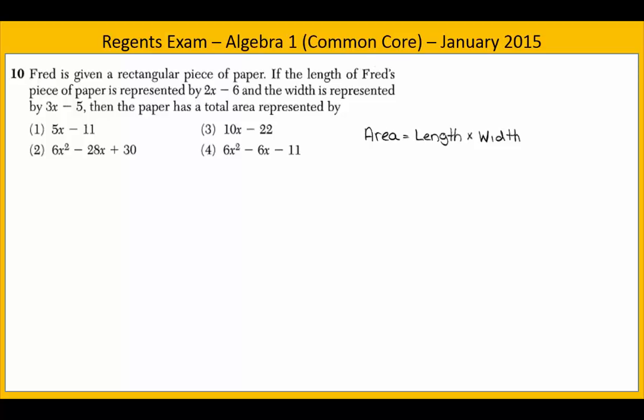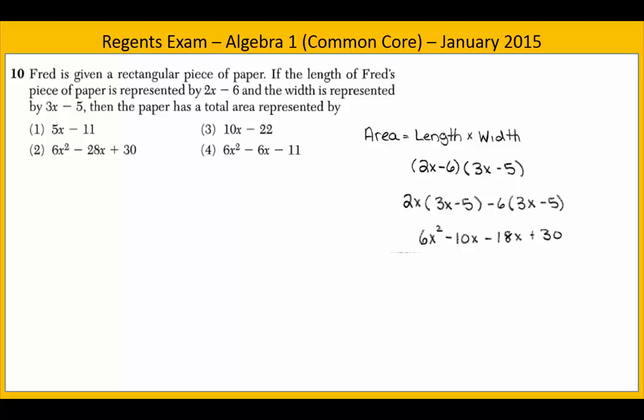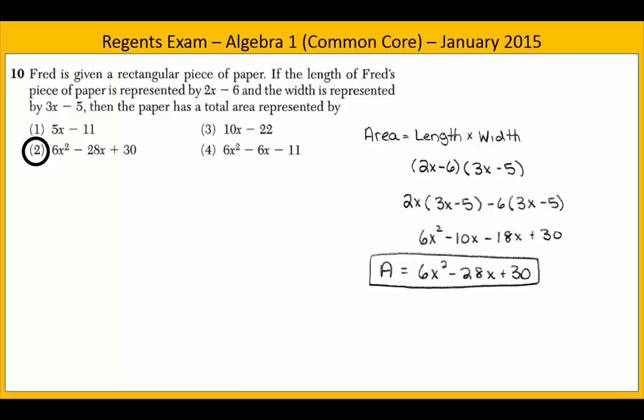Area is length times width, and so we take the length and the width and we multiply them together. Remember to use the distributive property and combine like terms carefully. Then we find the area of the paper. Notice that choice 2 matches the area that we came up with, and so choice 2 is our answer.